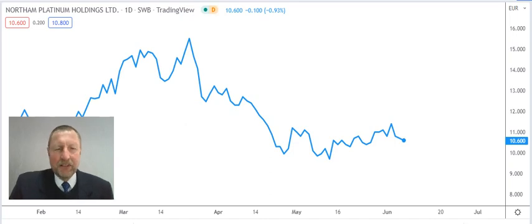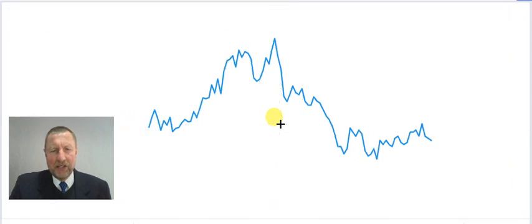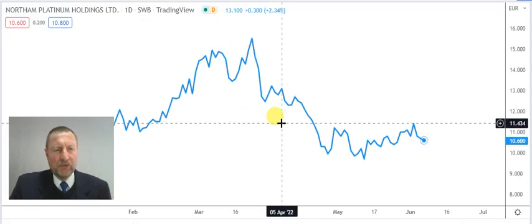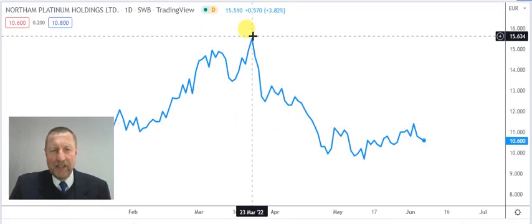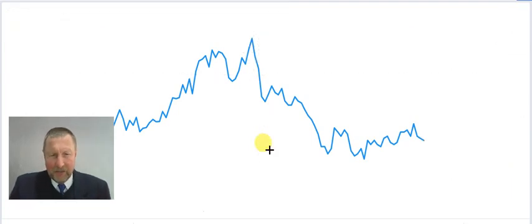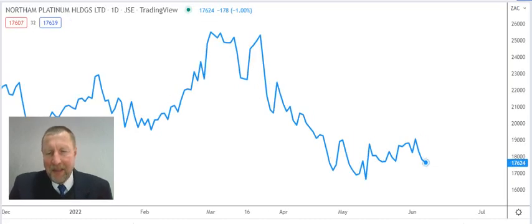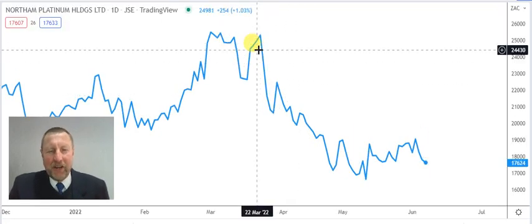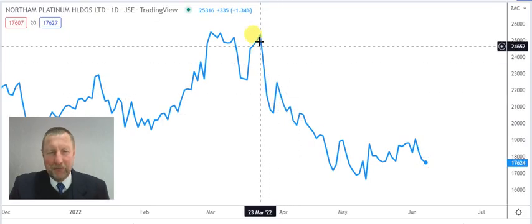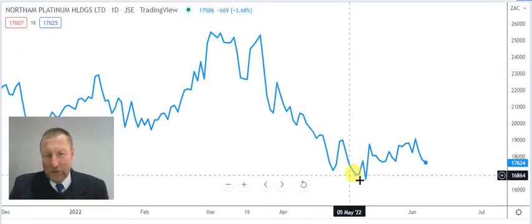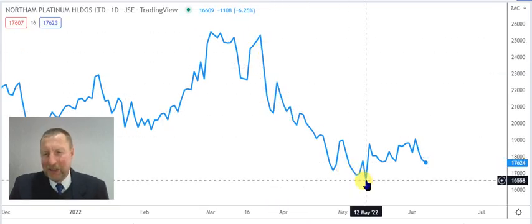Mohammed is asking about Northam Platinum. Now, Mohammed, the platinum shares had some beautiful rallies, and we've also seen that there was some ugly selling. Can you believe it? It wasn't long ago when the share was 260 Rand. And look at this ugly sell-off, from 260 all the way down. And we're trading now at around 176.